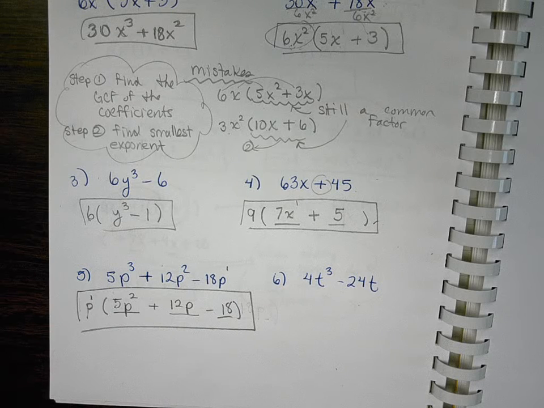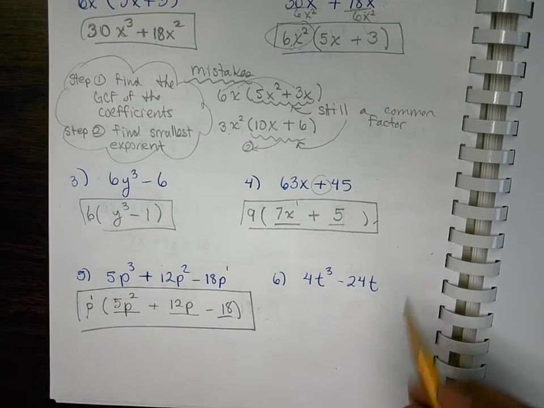And what else? Any t coming out? Yes or no? Yeah, they both have a t. Will I take out t cubed or t? T, because we always take the smaller exponent. Smaller, because the smallest one is the total amount that they have in common. You agree? Okay.